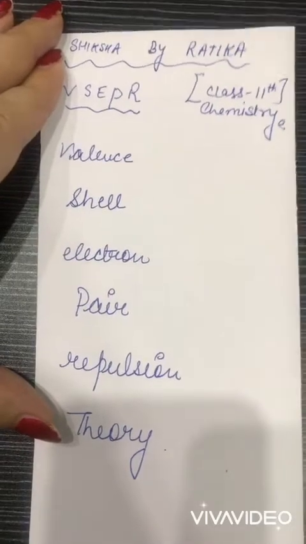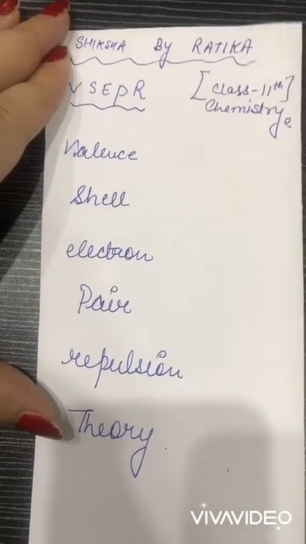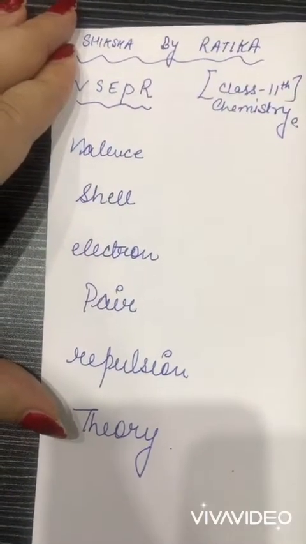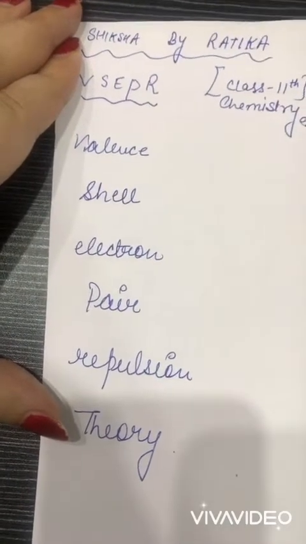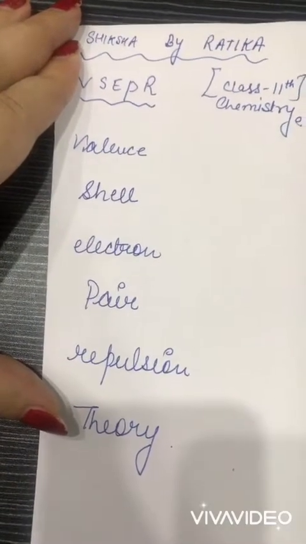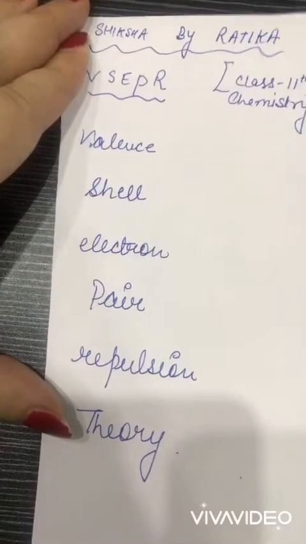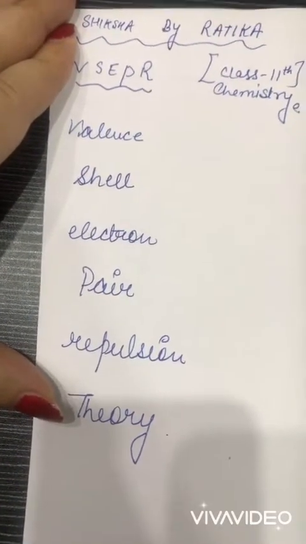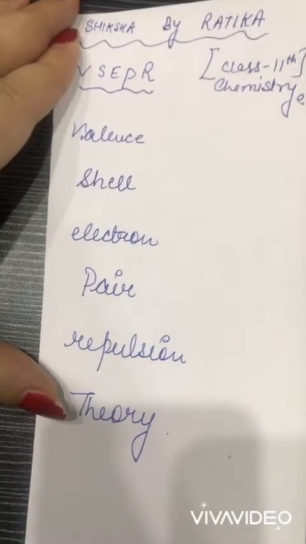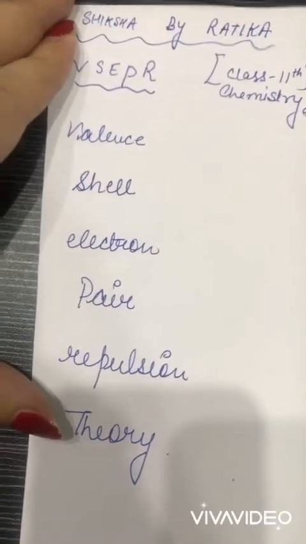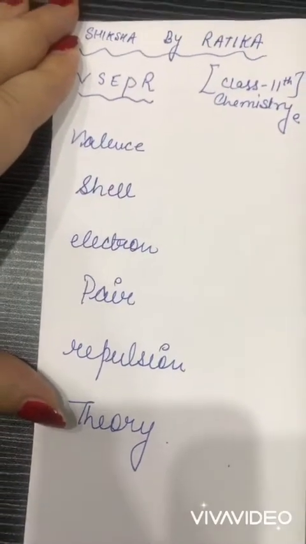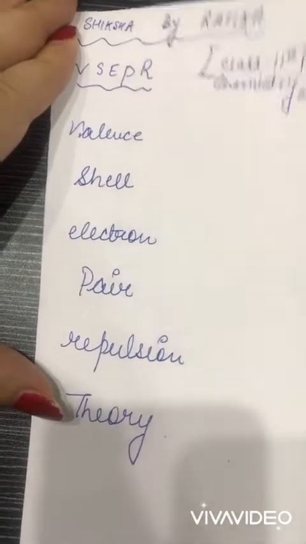So in this class I'm gonna tell you about class 11th chemistry VSEPR. So what is the full form for VSEPR? Do you know? Okay, so here it is: valence shell electron pair repulsion theory. I repeat, it's valence shell electron pair repulsion theory.